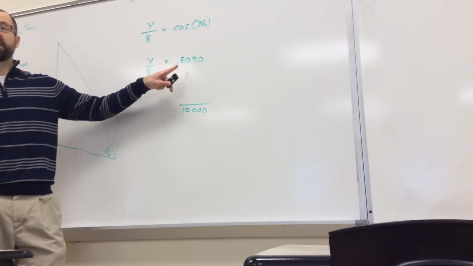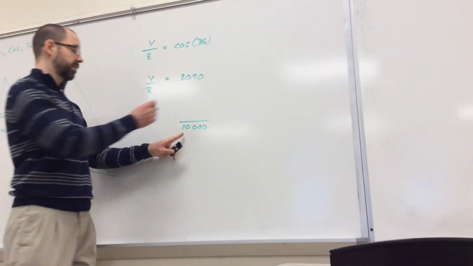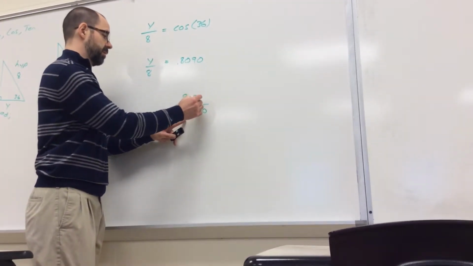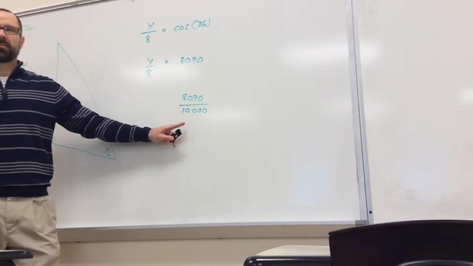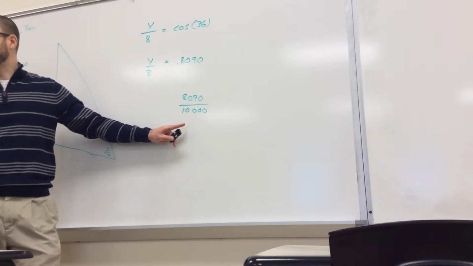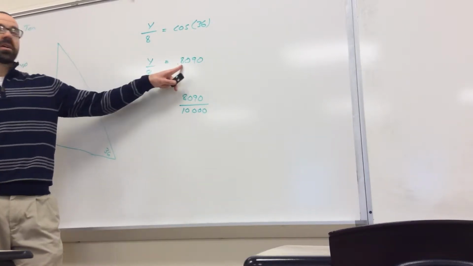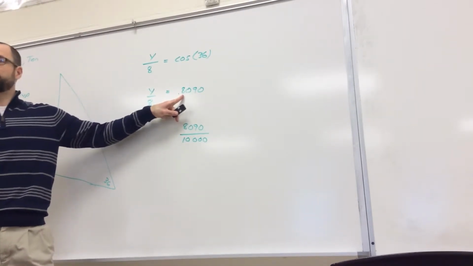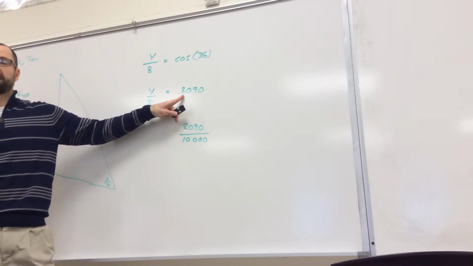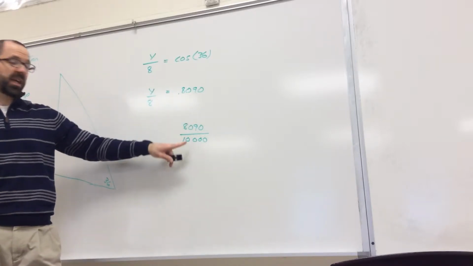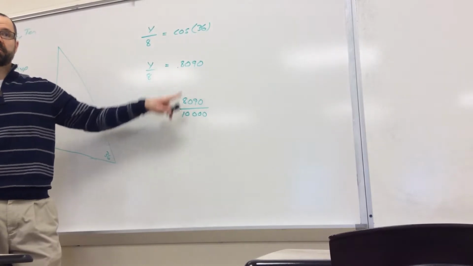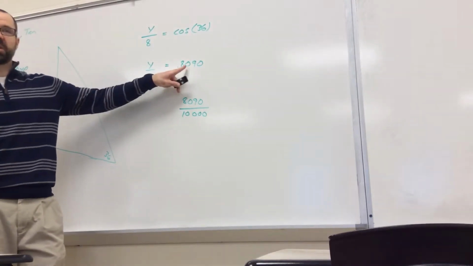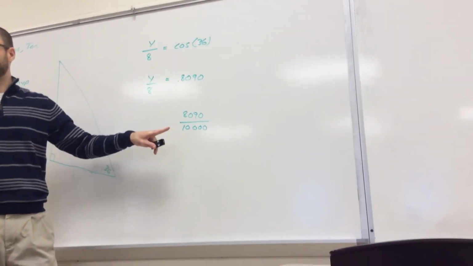And it's 8,090 out of 10,000. So again, it's been a long time since you talked about this, but decimals are just the shorthand for fractions. Like 0.2 is 2 out of 10. So this is 8,090 out of 10,000. So I just decided it would be easier to see this as a fraction.